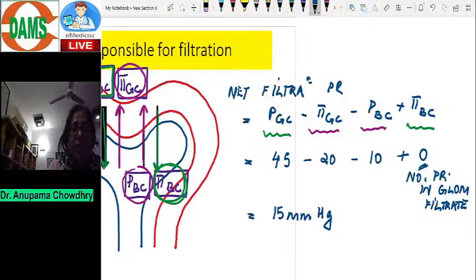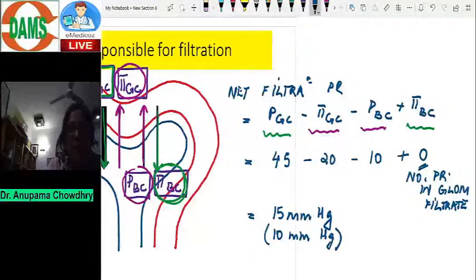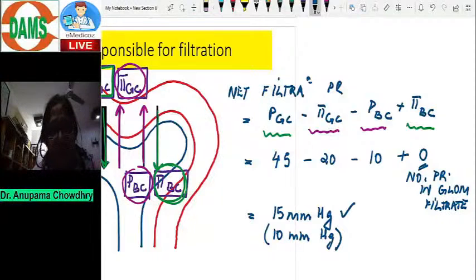Now, a lot of books have said that the net filtration pressure is 10 millimeters of mercury, but a slightly safer answer is 15, right? Both are correct. There are references for both of these, but like I said, 15 millimeters of mercury is a much better answer.